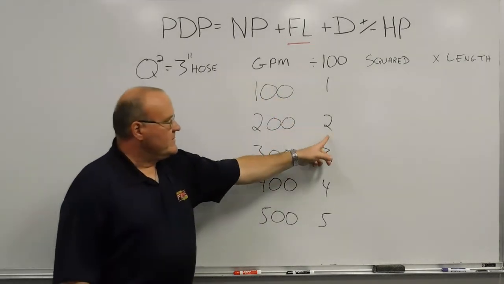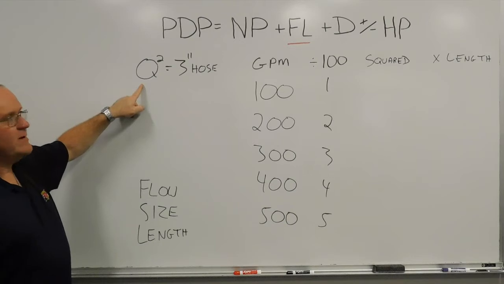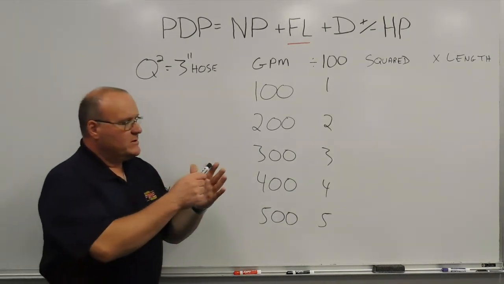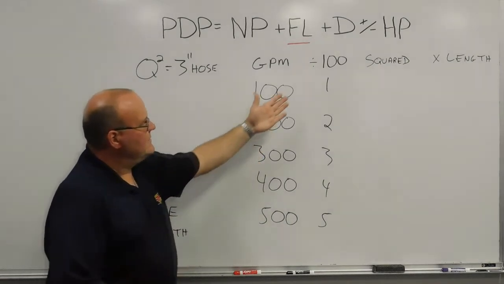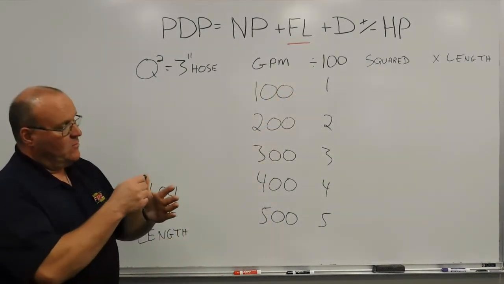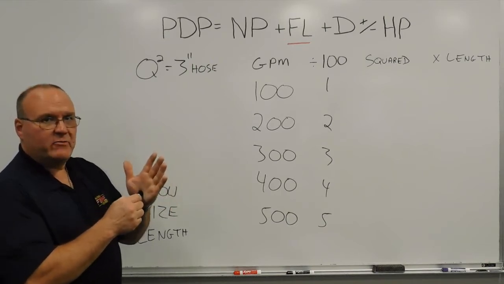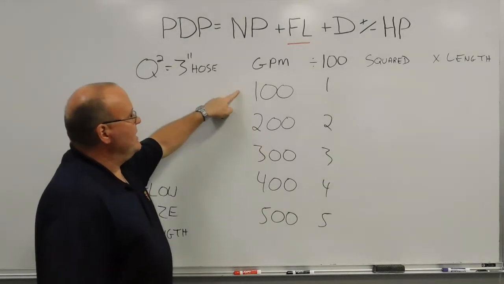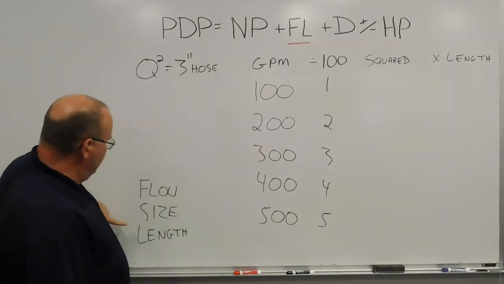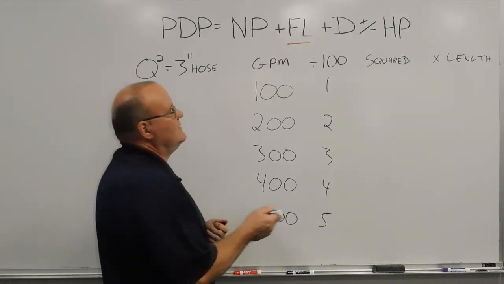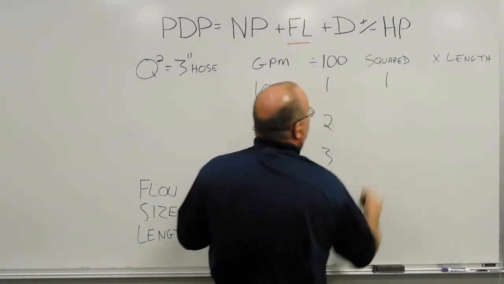From that number, go right to your Q squared. This is where your calculator comes in. 1, 2, 3, 4, 5. So 100 gallons a minute, we divide by 100, get 1. There's a multiplication sign, we square it. 1 times 1, 1 times itself. So for every 100 feet of 3-inch hose flowing 100 gallons a minute, there's approximately 1 pound of friction loss.